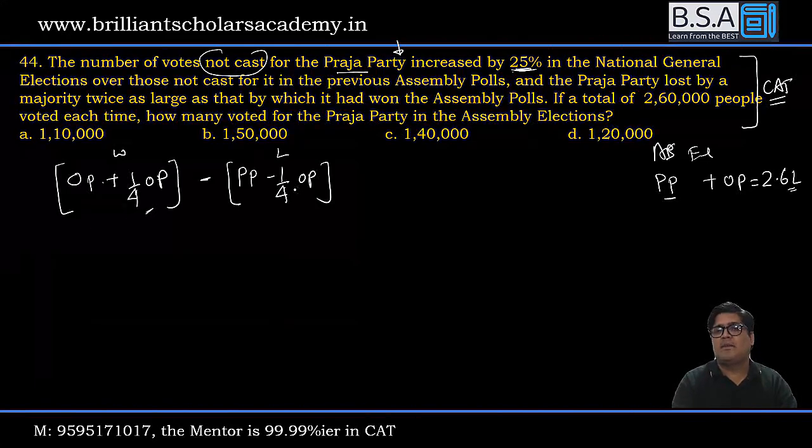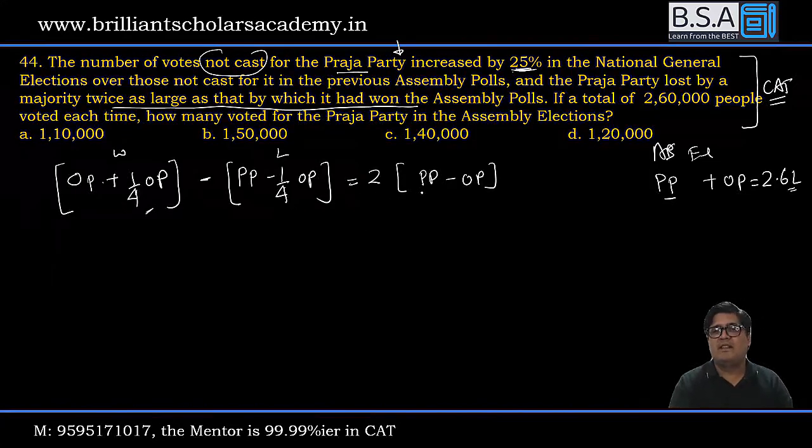Here it is decreasing. Praja Party lost by twice the majority. This is the loss of Praja Party. It is twice of the previous winning majority, as large as by which it had won. So Praja Party was winning minus opposition. This is the margin of winning for Praja Party. This is the margin of losing, which is double. So by solving this, miraculously we'll have some equations.